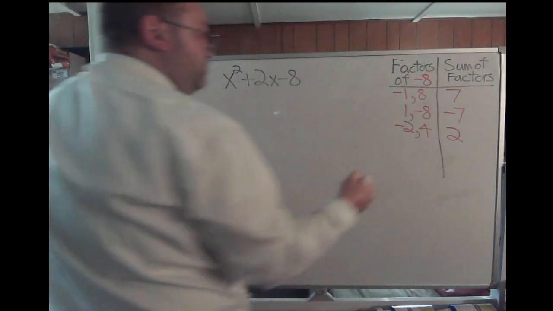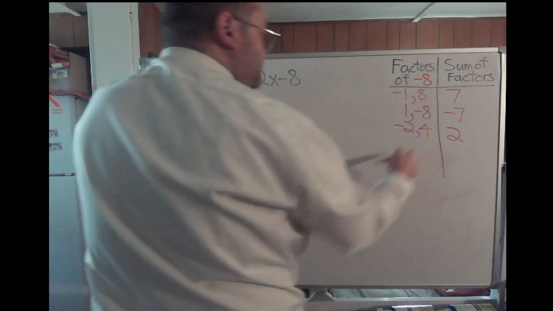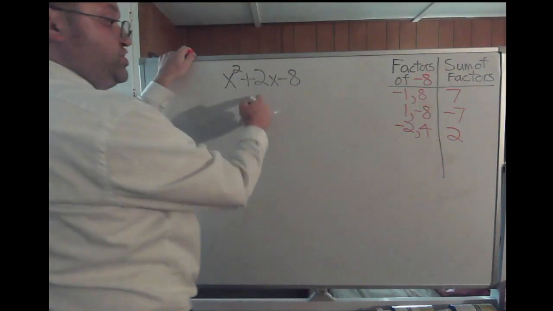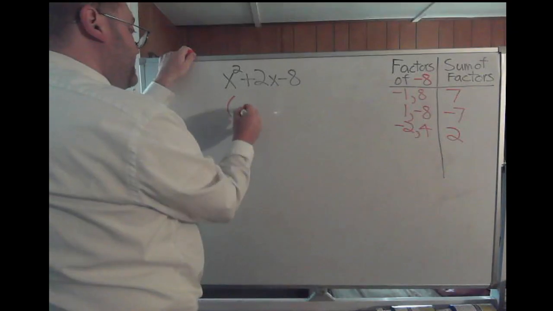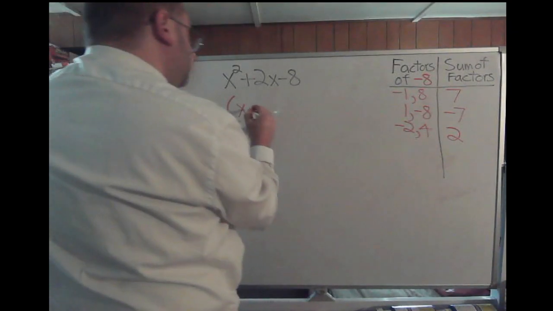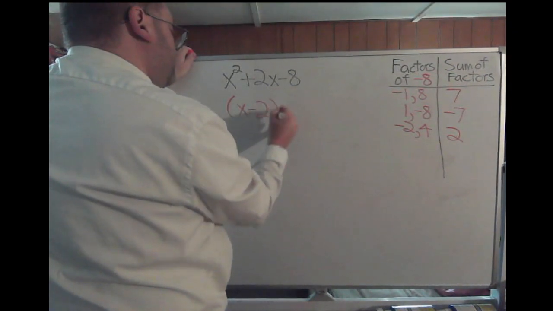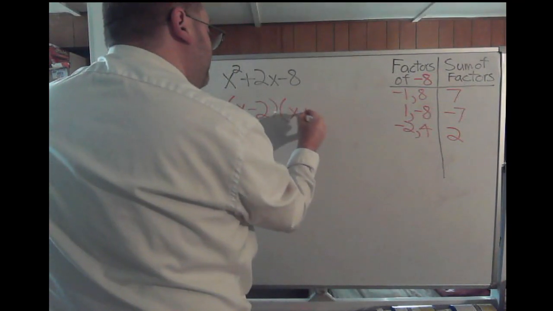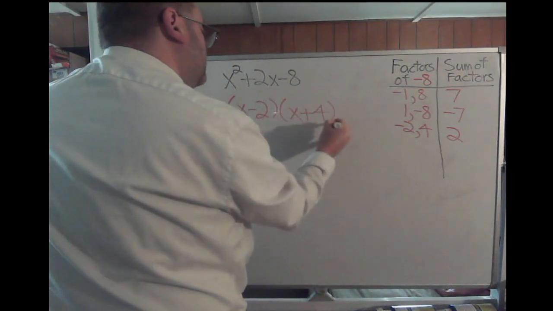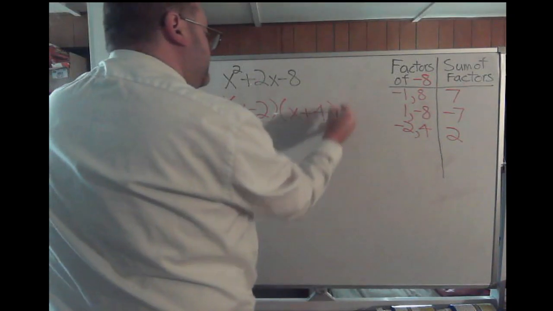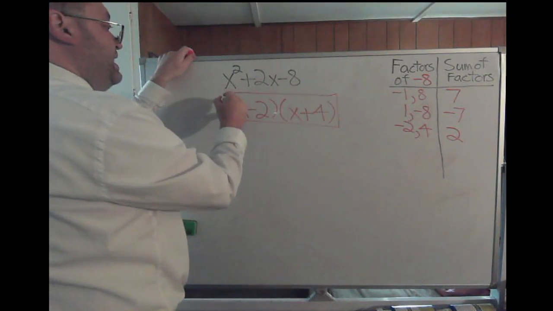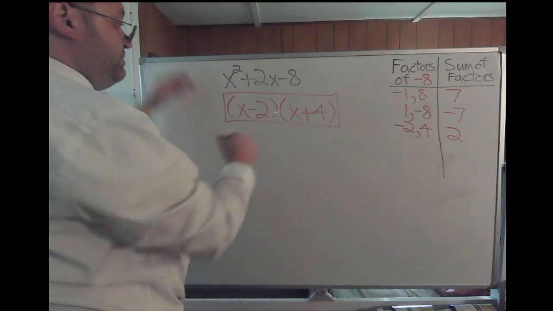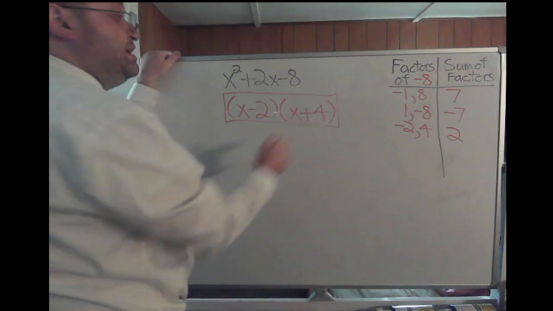And we struck gold because negative 2 and positive 4, when added together, give you that middle coefficient of positive 2. So now you're going to have x minus 2, that quantity, times x plus 4. And that would be your factorization. And if you FOIL it out, you would get x squared plus 2x minus 8. So you end up getting x minus 2 times the quantity of x plus 4.